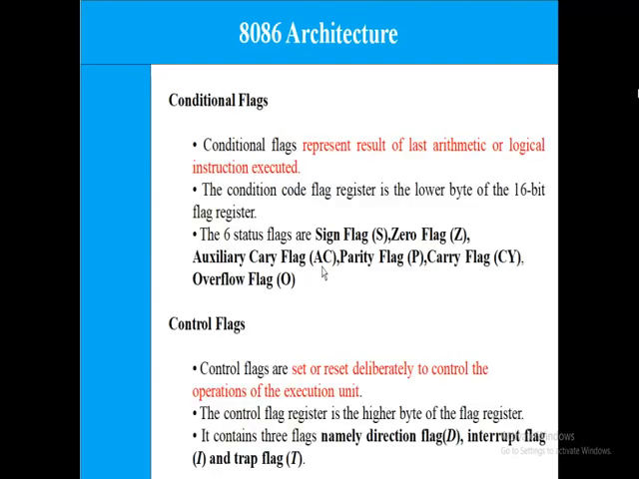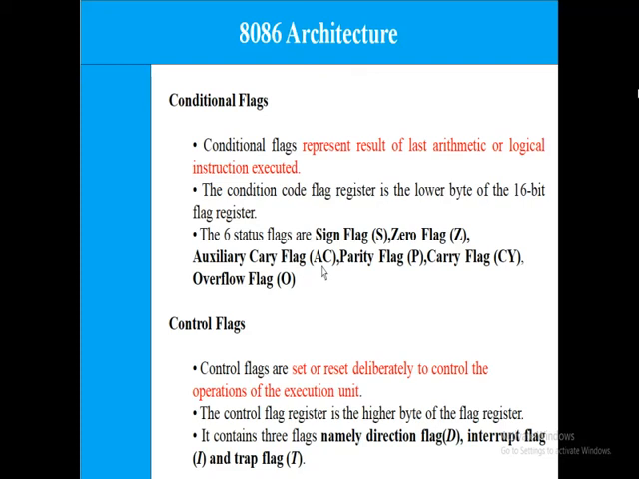The conditional flags represent the result of the last arithmetic or logical instruction executed. The conditional code flag is the lower byte of the 16-bit flag register. It contains the sign flag, zero flag, auxiliary carry flag, parity flag, carry flag, and overflow flag.